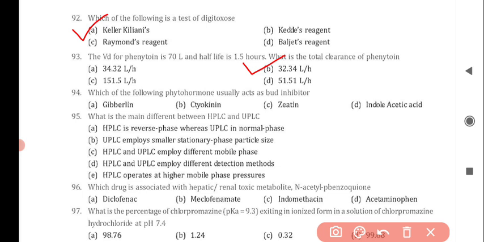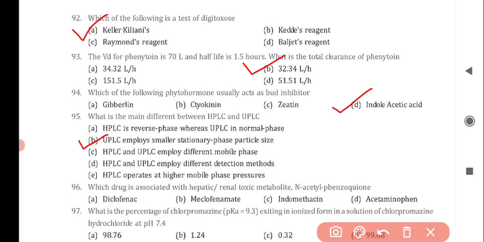Next question is, which of the following phytohormone usually acts as a wound inhibitor? And the correct answer is option D, that is indole acetic acid. Next question is, what is the main difference between HPLC and UPLC? And the correct answer is option B, that is UPLC employs smaller stationary phase particle size.